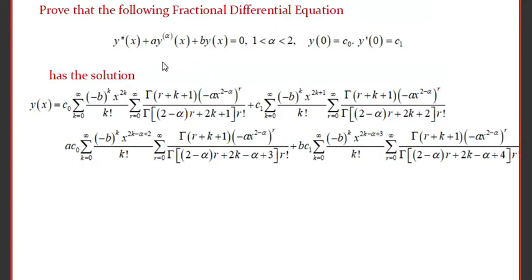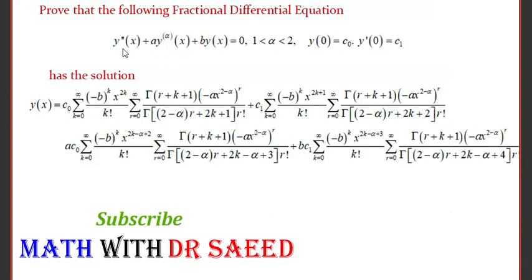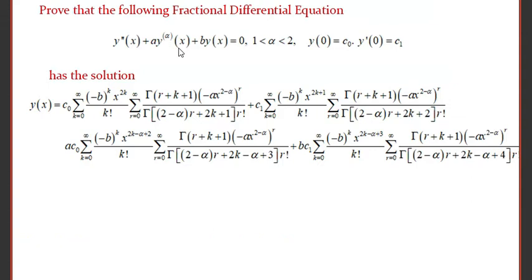I am going to solve this fractional differential equation: y double prime of x plus a times y to the power alpha of x plus b times y of x is equal to 0, where alpha is any real number lying between 1 and 2, and with these two initial conditions. So this is a fractional order differential equation because of this alpha, and it has this weird looking solution, and I am going to prove it by using the Laplace transform method, which I have used many times in the previous lectures.